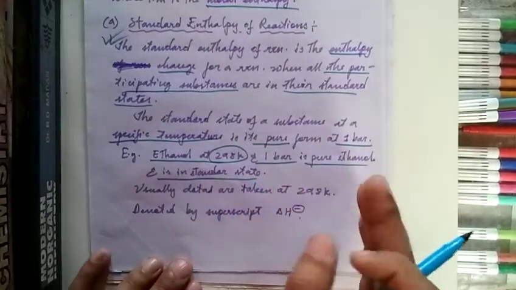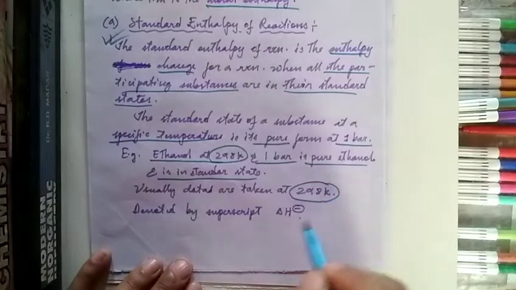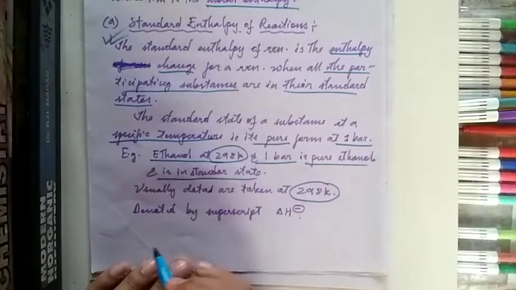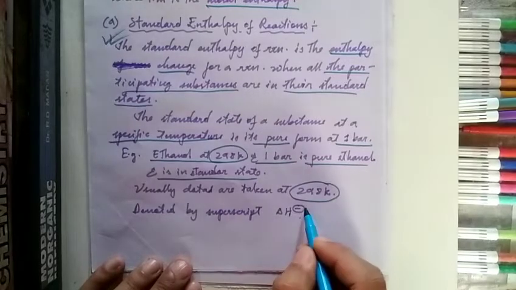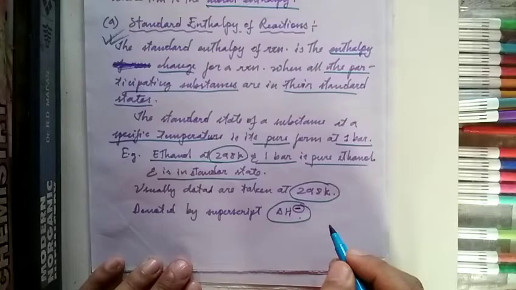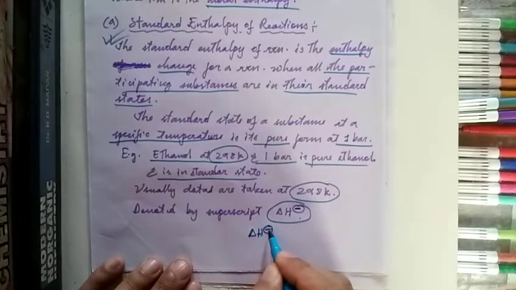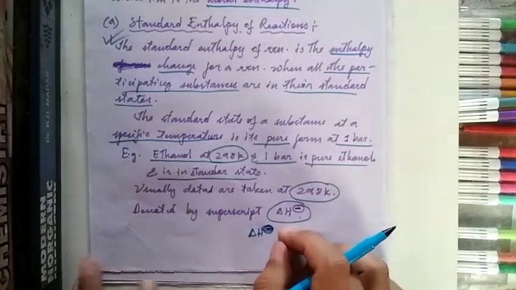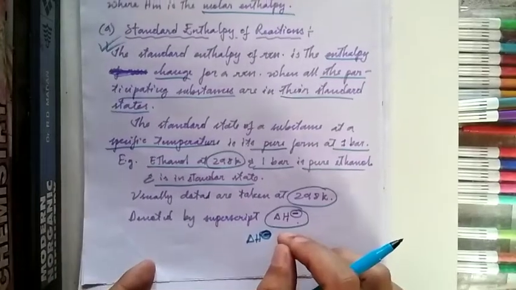Usually data are taken at 298 Kelvin, and the standard enthalpy of reaction is denoted by delta H with this superscript minus-like symbol. In this form we add this symbol to delta H, or enthalpy, to denote that it is a standard enthalpy.